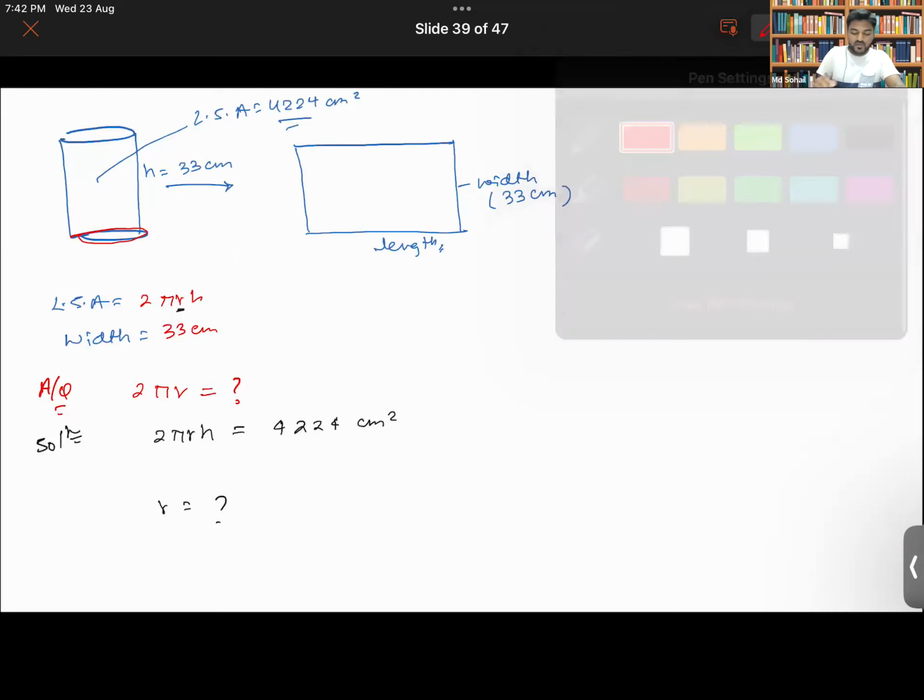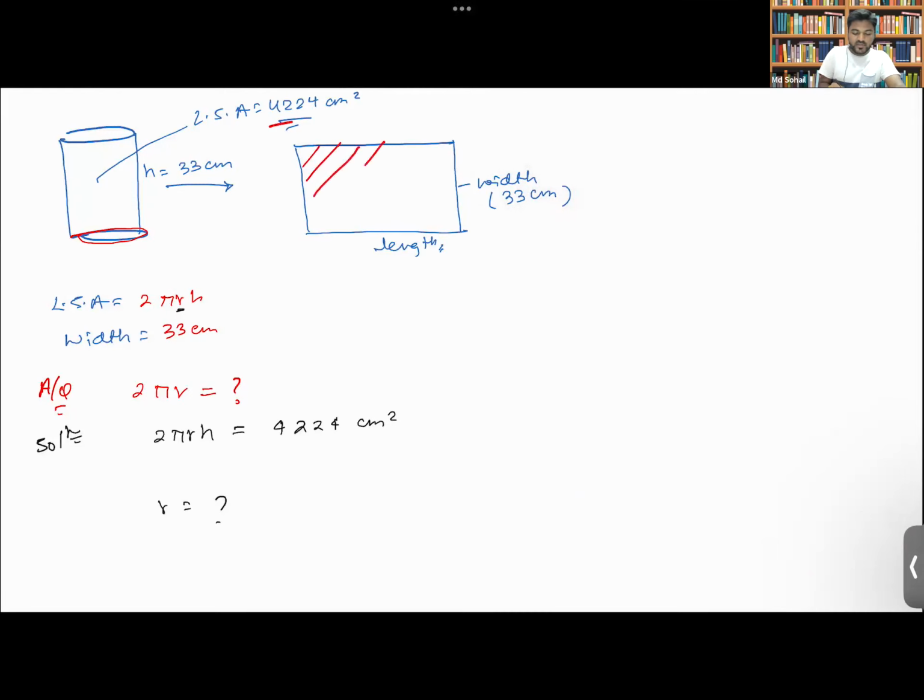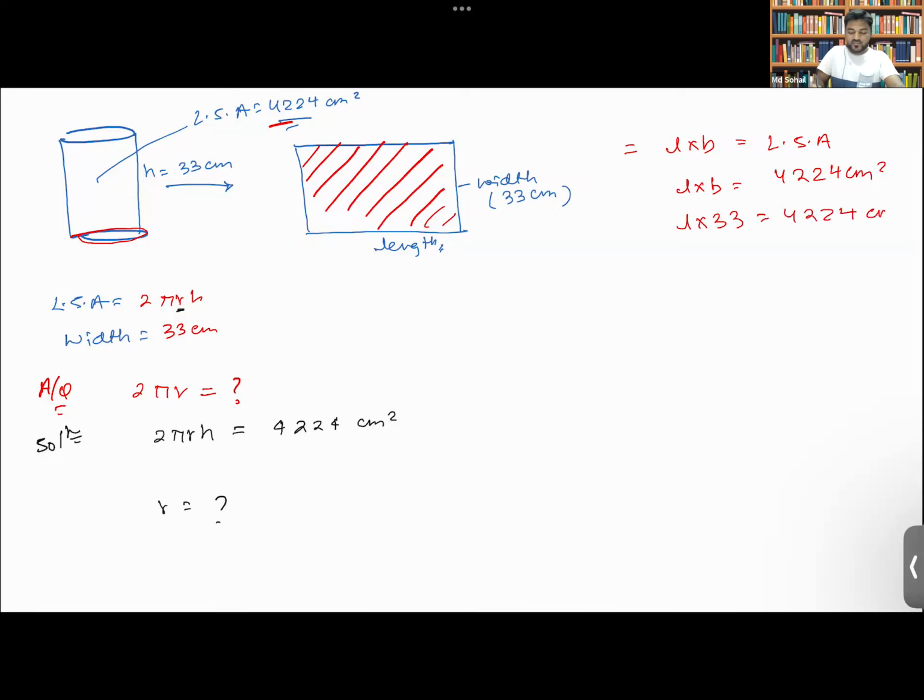And we know it is same as this, no? The area of the rectangular sheet will also be 4224 square centimeter. We know that area of rectangle is length into breadth, and it will be same as the lateral surface area of the hollow cylinder. So length into breadth is equal to 4224 square centimeter, and breadth is already given, that is 33. Length into 33 equals 4224 square centimeter. So from here you can find out the length.